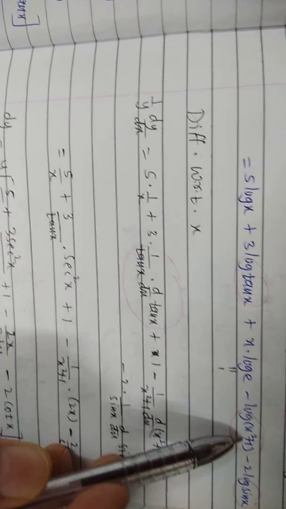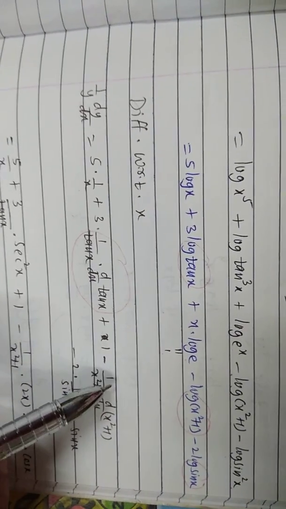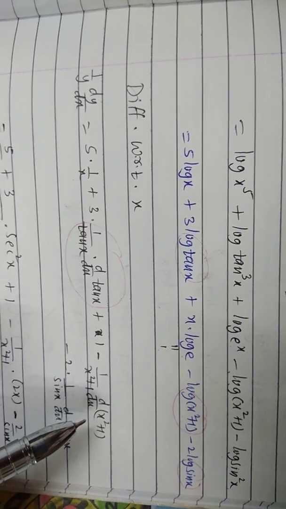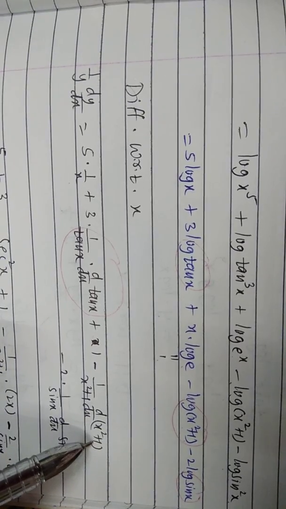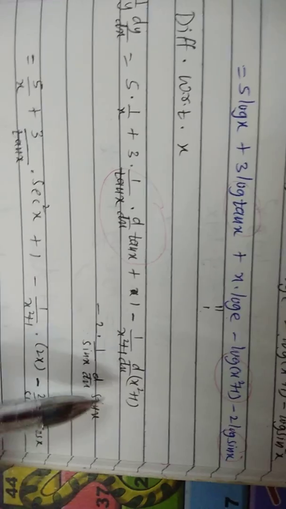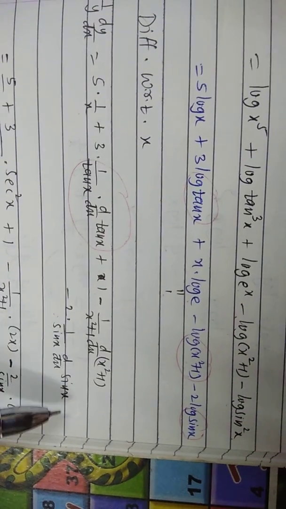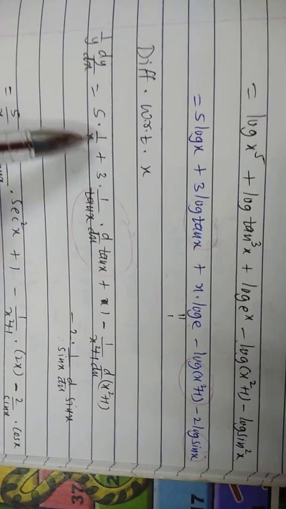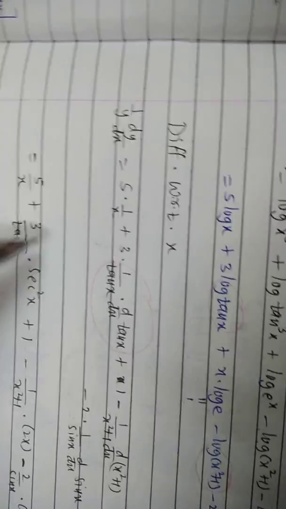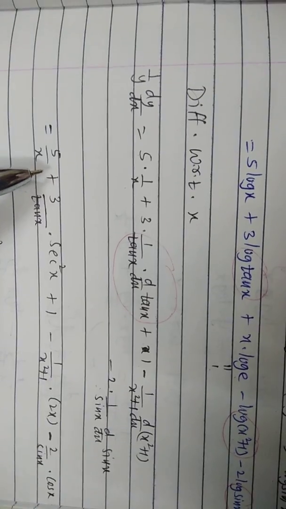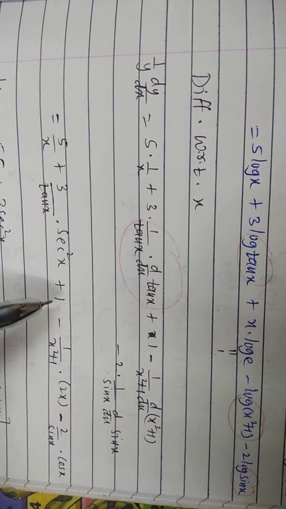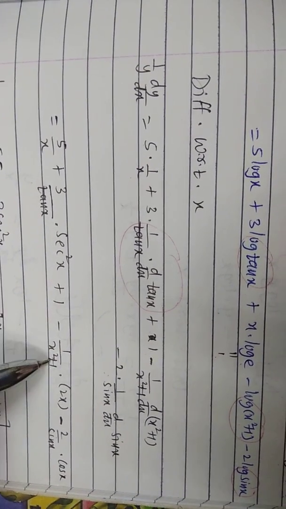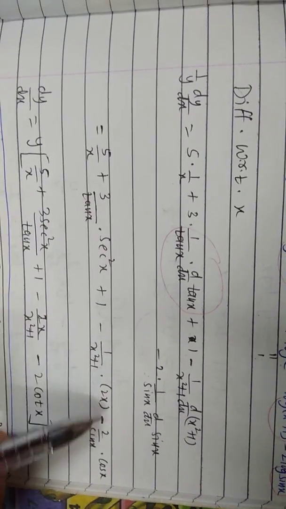So taking the derivative of this, log f(x): 1 upon x square plus 1 multiplied by the derivative of x square plus 1, minus 2 multiplied by log of sine. The derivative of log of sine will be 1 upon sine into the derivative of sine. Here it is 5 upon x plus 3 upon tan x into sec square x, plus 1 minus 1 upon x square plus 1 into 2x. What is 2x?